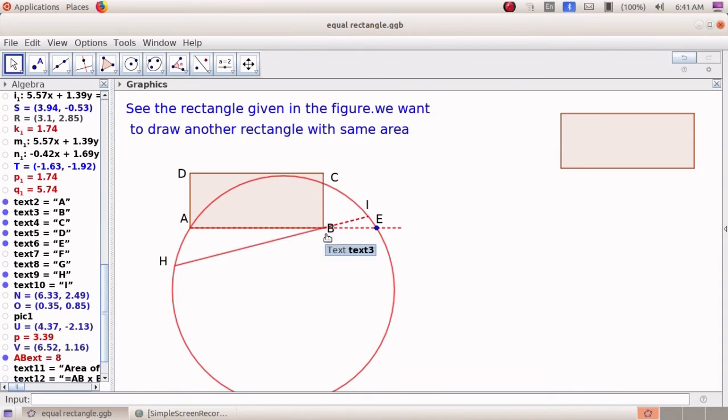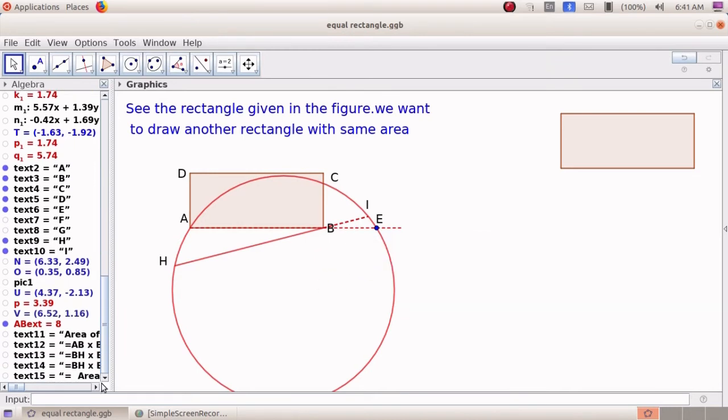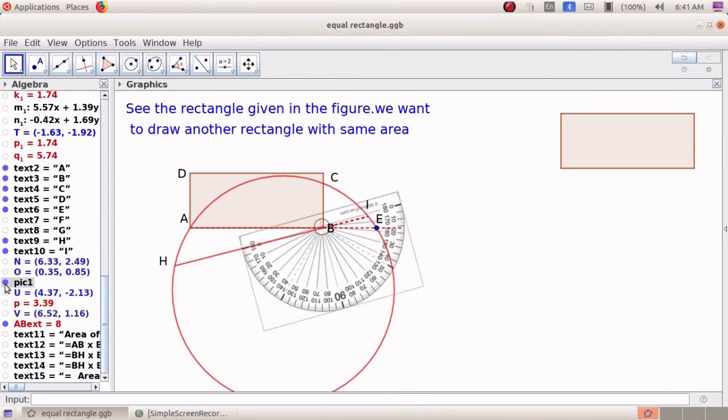Here let us draw a perpendicular to BH at the vertex B. For that we have to keep the protractor here to make a 90 degree angle. See, the protractor is kept there, and one side of the protractor is attached with the line BH like that. Okay, now where 90 degrees falls, put a dot.